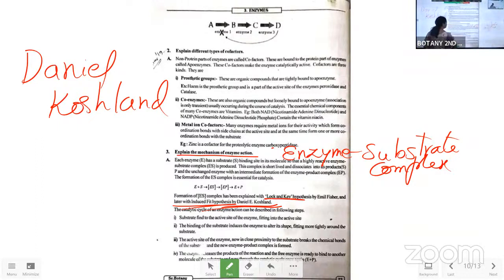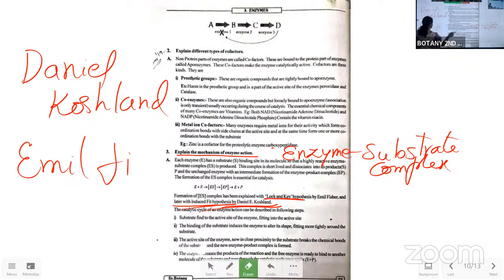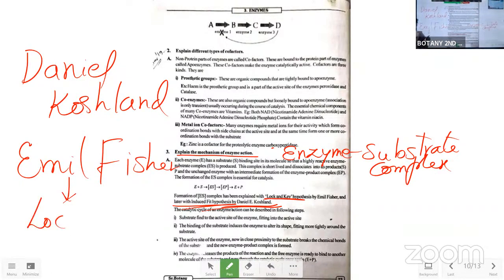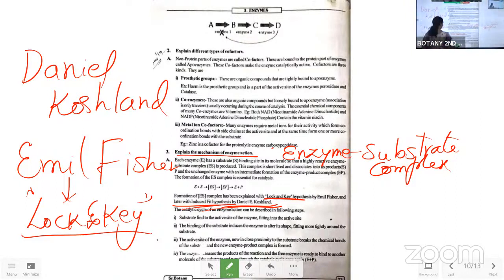Lock and key theory was given by Emil Fischer. Emil Fischer has given the lock and key hypothesis. In the lock and key, a specific substrate can fix itself into the specific enzymatic groove, otherwise the activation site, to make the products. That is the lock and key hypothesis.